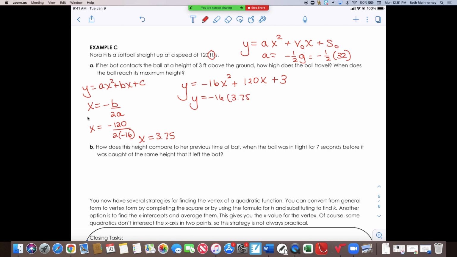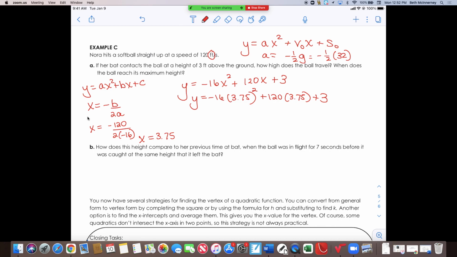And the x coordinate represents what in the problem? What is the input here? Like what quantity? It's 3.75, but 3.75 what? Seconds, right? It's in seconds. So this is seconds. Oops, sorry, I lost my little square there.